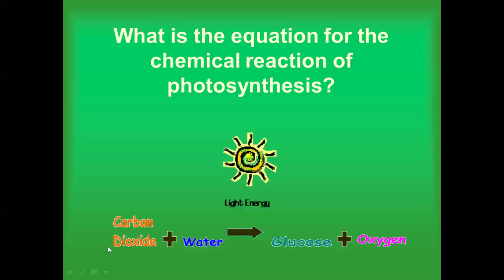So you take carbon dioxide, you add water and light, okay, because photosynthesis cannot happen without light, and that makes glucose and oxygen. Now, you all know that plants and trees give off oxygen, which is good for us because we need oxygen, but this glucose is actually a simple sugar, and this is where plants get their energy.